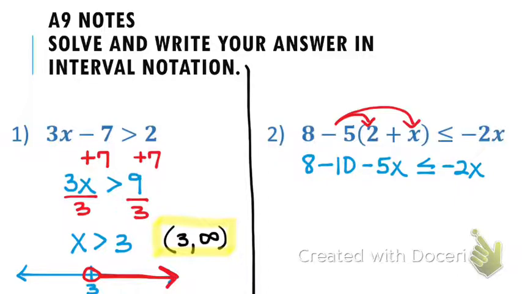So when you distribute the negative 5, you should have 8 minus 10 minus 5x is less than or equal to negative 2x. We combine our like terms. And when you add these together, 8 minus 10 is negative 2. And now we're going to add 5x to both sides.